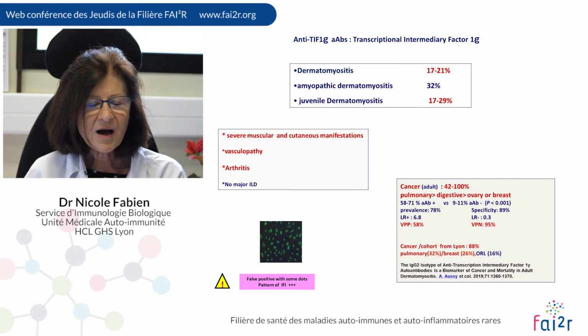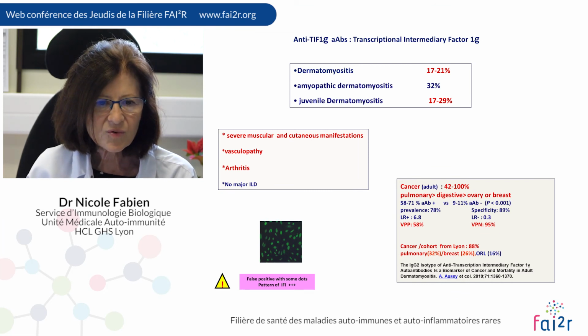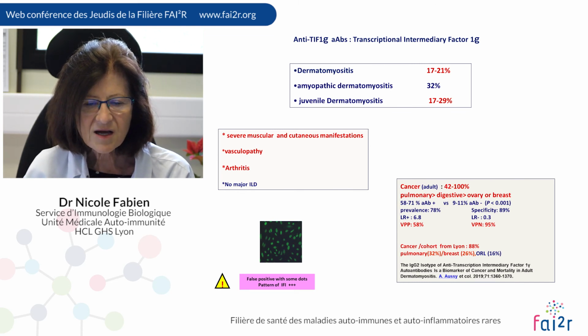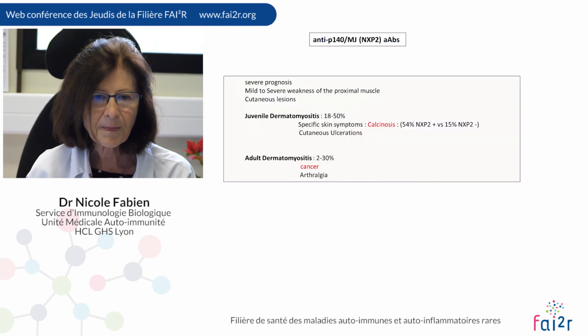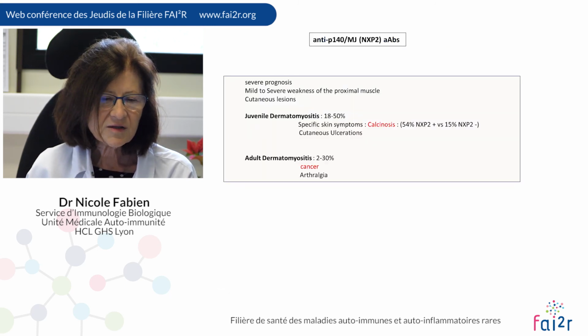For anti-TIF1 gamma, which are also very, very important because they are associated with cancer, you see here that in our cohort from Lyon, 88% of patients with these antibodies have a cancer associated or develop a cancer within 2 years before or after the discovery of these antibodies. Again, anti-NXP2 is interesting in juvenile dermatomyositis and adult dermatomyositis with, again, an association with cancer.